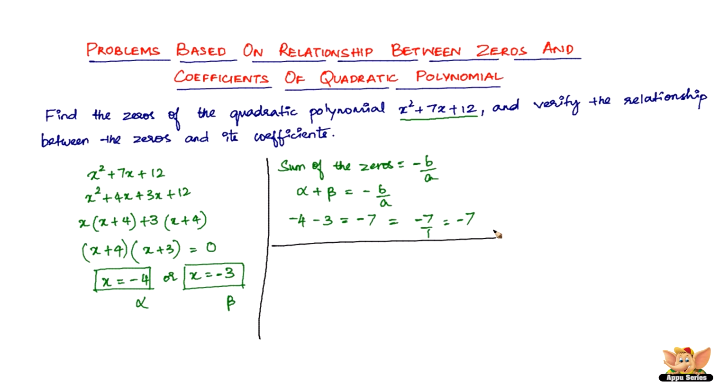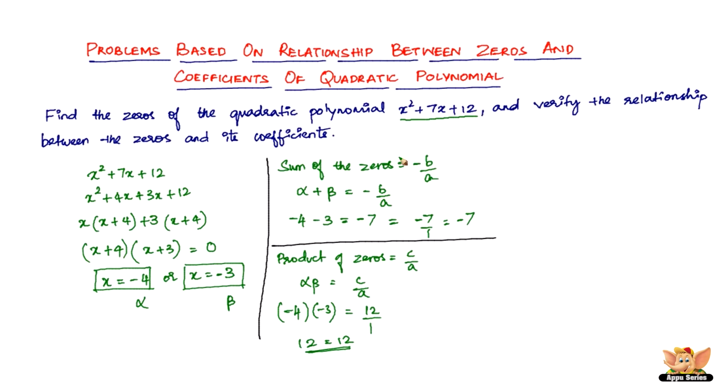Now the next verification is that the product of the zeros is equal to c by a. So alpha beta should be equal to c by a. Alpha beta is minus 4 times minus 3, and c by a: c is 12 and a is 1, so 12 by 1. Minus 4 times minus 3 is plus 12. So 12 equals 12. Therefore, it is verified.